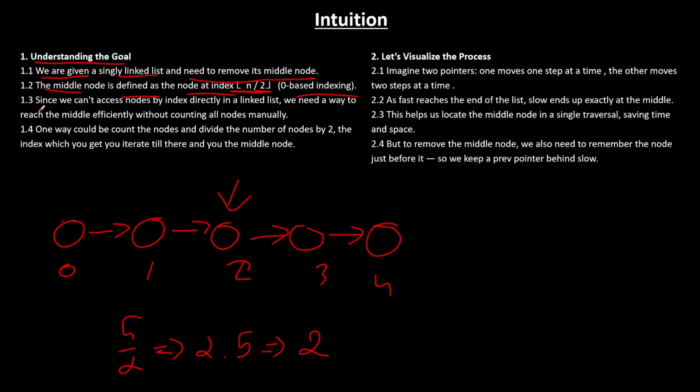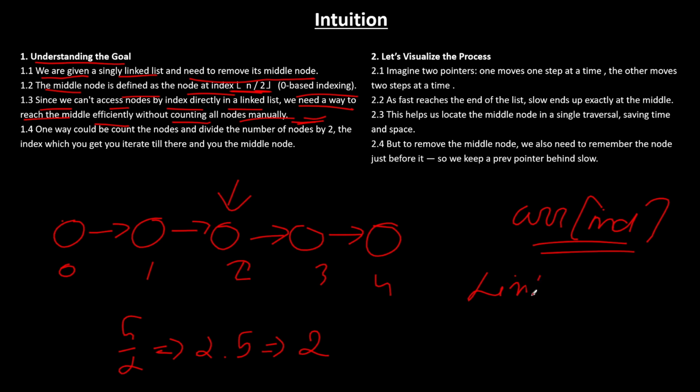Zero-based indexing. Now, we cannot access nodes by indexing directly in a linked list like in an array, where if you get the index value, you could directly write array of index and get that value, right? But in a linked list, you cannot do that. We need a way to reach the middle efficiently without counting all nodes manually. This I will tell you. In a linked list, you cannot just get the value of a node directly. That is not possible in a linked list, right? You have to just move ahead in a straight line.